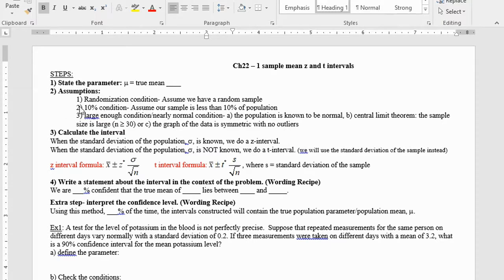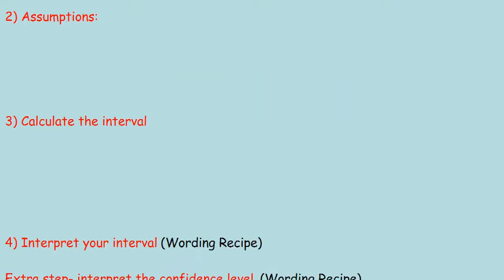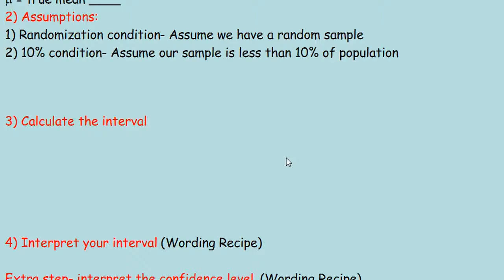Next, the conditions are almost the same as before. The first one is the same, the randomization condition. The second one's also the same, the 10% condition. Okay, oh, and there's supposed to be a PowerPoint to this, sorry. Okay, the third condition is the one that's different.